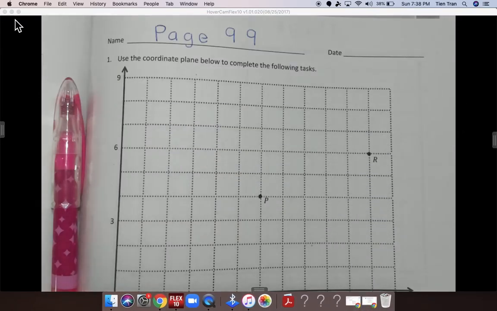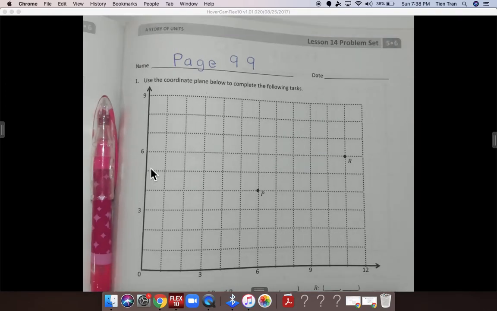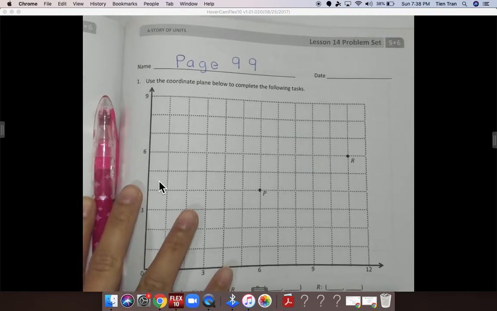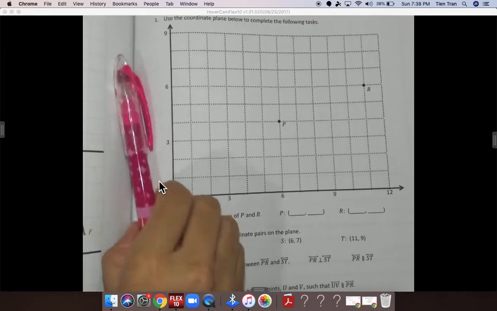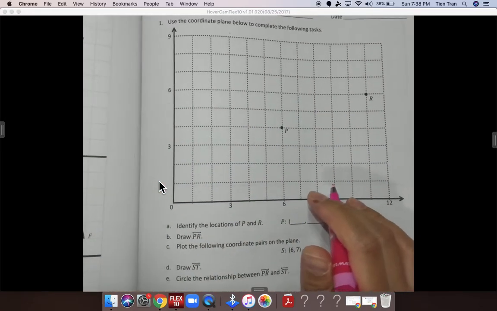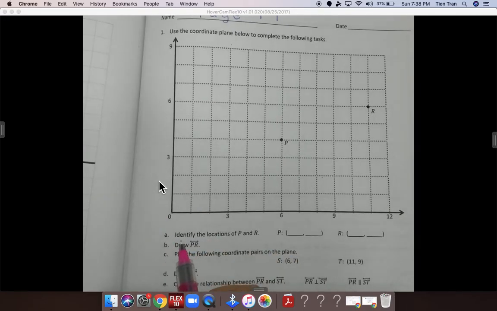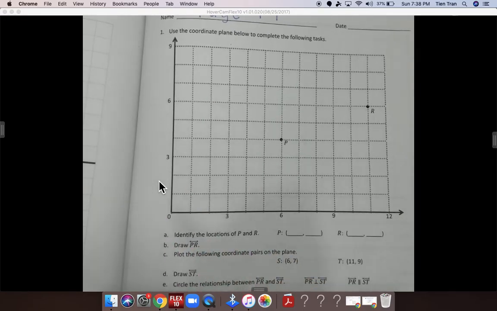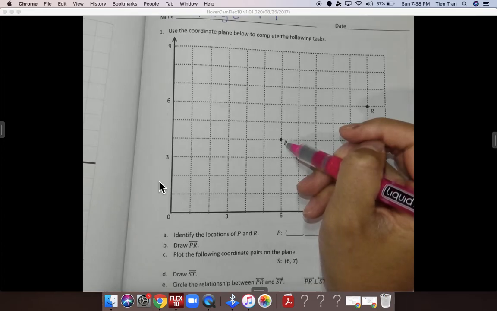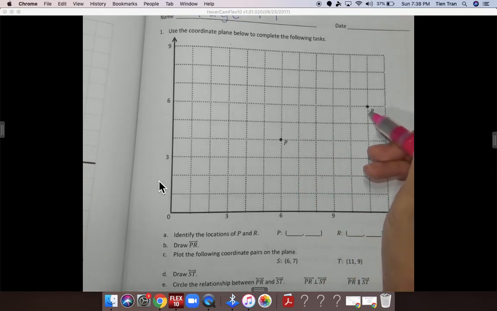Okay, so we have problem number 1 right here, and it asks you to use the coordinate plane below to complete the following task. If you notice on the bottom of the page, they have questions so that you can answer them. The first one says, identify the locations of P and R. So we have 1 point right here for P, and we have 1 point right here for R. We're going to make sure that we label those points.